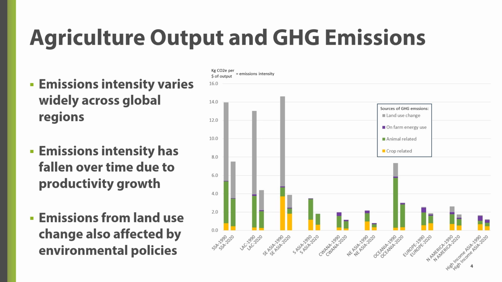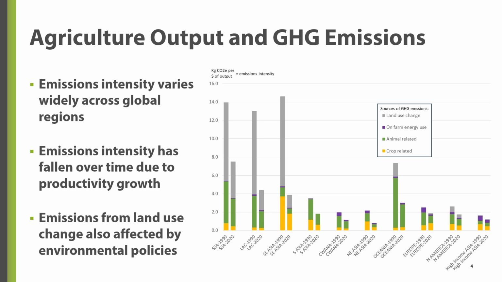Evidence shows that greenhouse gas emissions vary widely across the globe. Emissions intensity, or the emissions per unit of agricultural output, has also fallen significantly over the past few decades. This is because productivity growth has both slowed the rate of land use change and improved the efficiency with which resources are used to produce agricultural commodities.